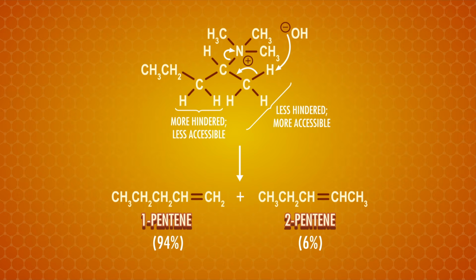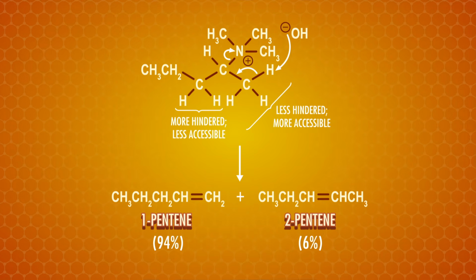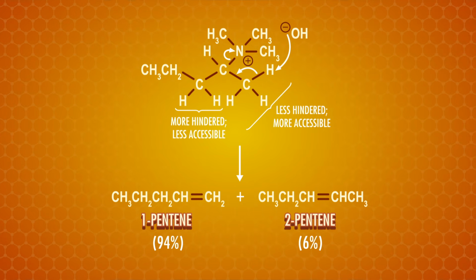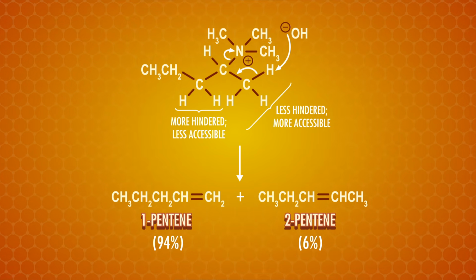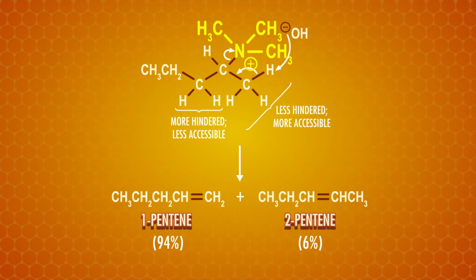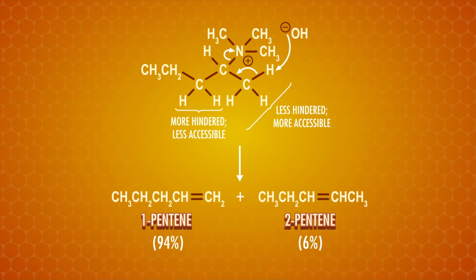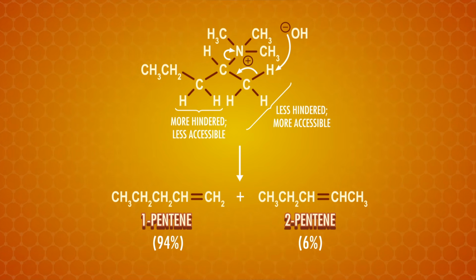Hoffman elimination is unusual because the major alkene it produces is the least stable alkene possible. Most other elimination reactions favor the more stable alkene. This quirk is because of the bulky tertiary amine leaving group. It sterically hinders the transition state for the more stable alkene, and therefore paves the way for the alkene that's less stable.